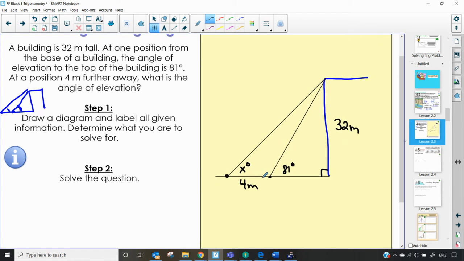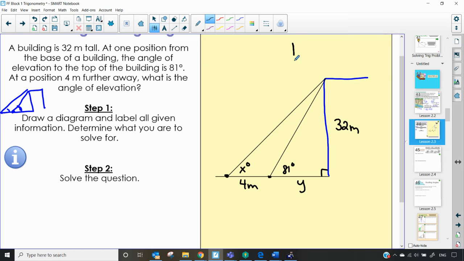Now, let's take a look at what we have, what we know, and what we're looking for. We know the height of the building. We know that this triangle here has 81 degrees. We know there's another triangle that has an angle of x, and we know that the distance between the endpoints of these two triangles is 4 meters. We do not know what this amount here is. Now, this is an example of what we can call nested triangles. So essentially we have two triangles and one is hidden within the other.